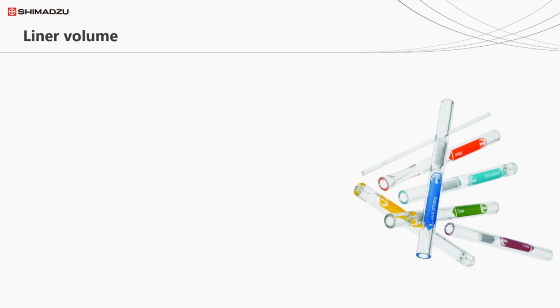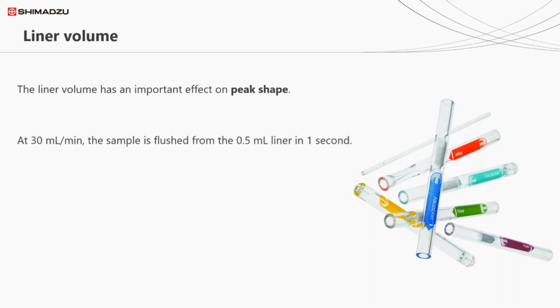So we've discussed how the liner volume is key to the amount that we can inject without causing backflash. But it also plays a role in peak shape. As we've discussed, the inlet is the entry point to the GC column. The transfer of sample as a gas from our liner onto the column is very important. Our packed column has a flow rate of around 30 mL per minute, meaning we can flush the contents of the liner in just 1 second. This means our sample bandwidth is 1 second at the head of the column.